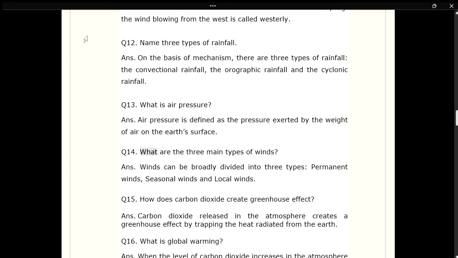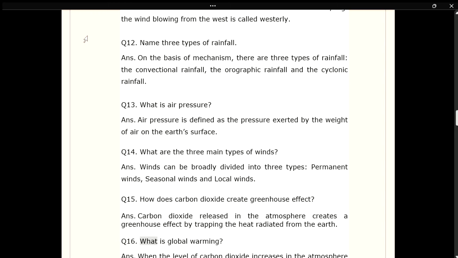Q14. What are the three main types of winds? Ans. Winds can be broadly divided into three types: permanent winds, seasonal winds and local winds. Q15. How does carbon dioxide create the greenhouse effect? Ans. Carbon dioxide released in the atmosphere creates a greenhouse effect by trapping the heat radiated from the Earth.